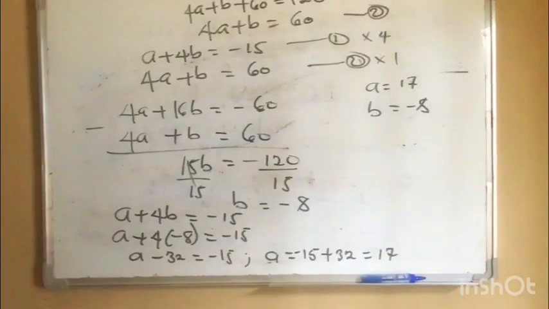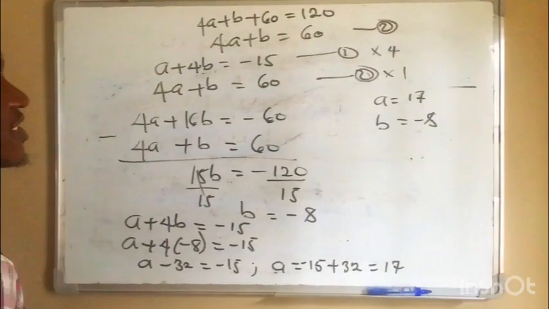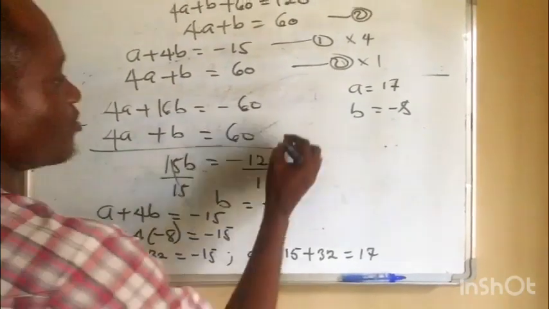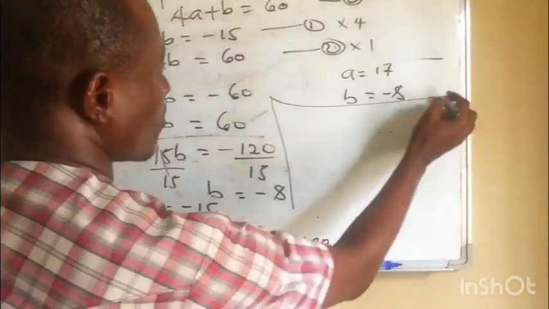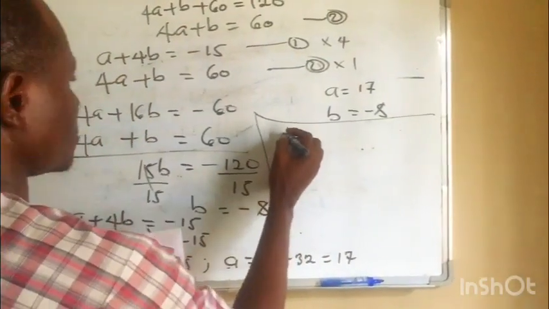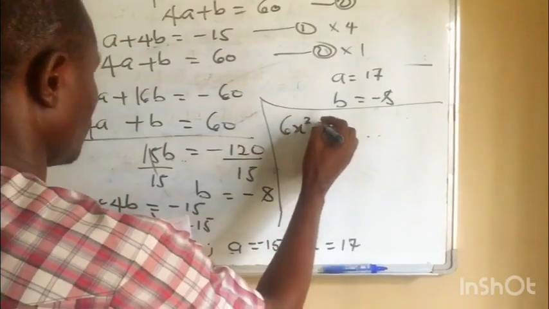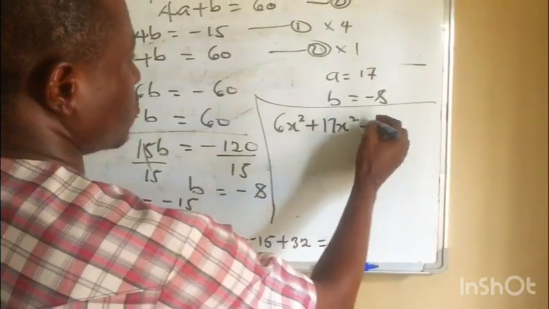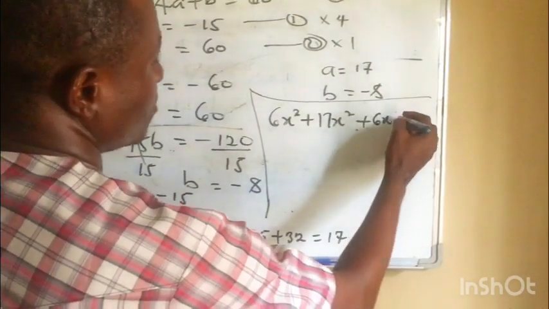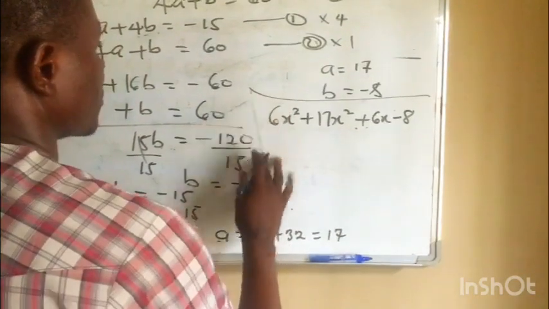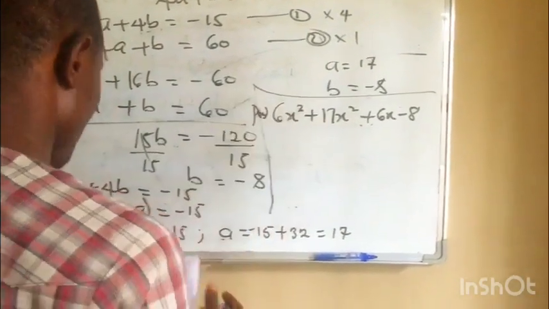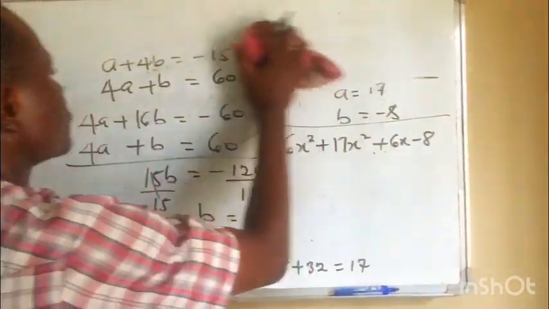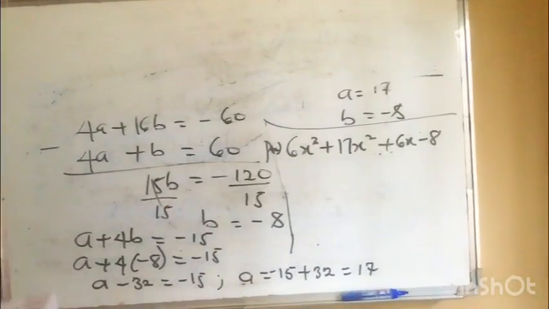I think that's the first part of that question. So if our a is 17 and b is minus 8, let's form back the polynomial. That means our polynomial will just be 6x cubed plus, now our a is 17, so 17x squared, plus 6x, now our b is minus 8. So this is the polynomial P of x.